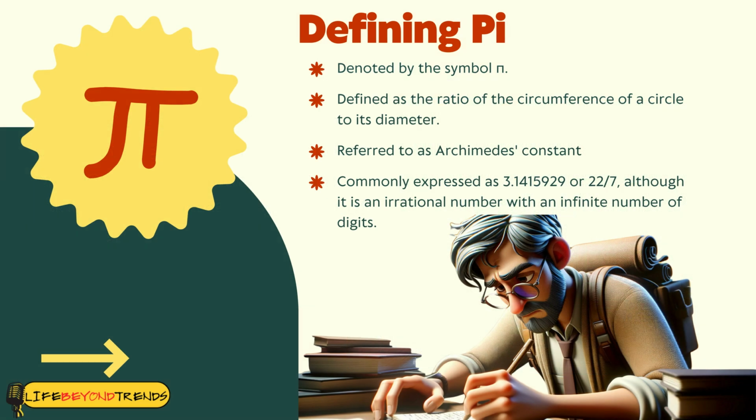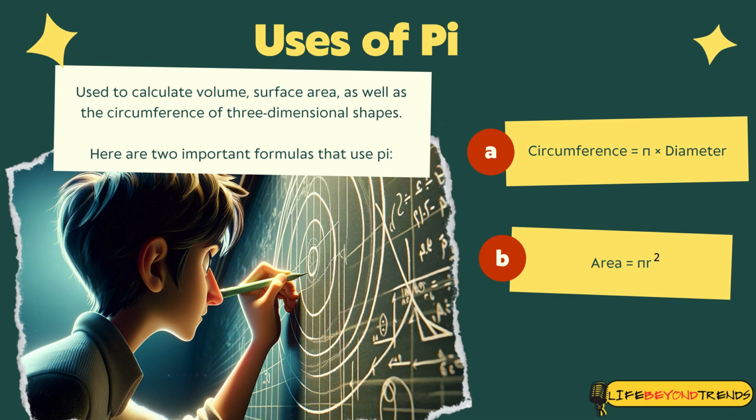With its unique symbol, pi is a fundamental constant in mathematics. It represents the ratio of a circle's circumference to its diameter. Pi is an irrational number, meaning it cannot be precisely expressed as a fraction of two integers. The value of pi is approximately 3.14159, but its decimal representation goes on infinitely without repeating, reflecting the complexity and beauty of mathematics. Pi is often referred to as Archimedes' constant.